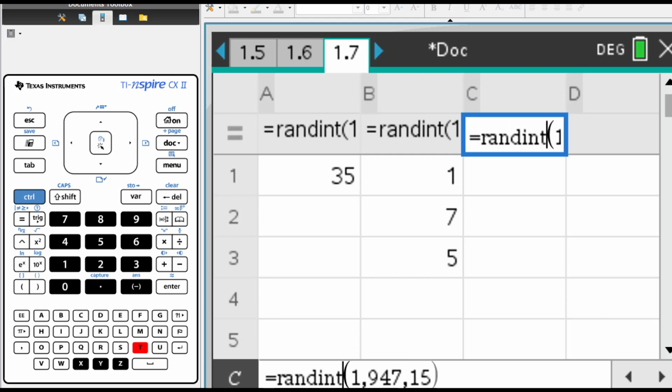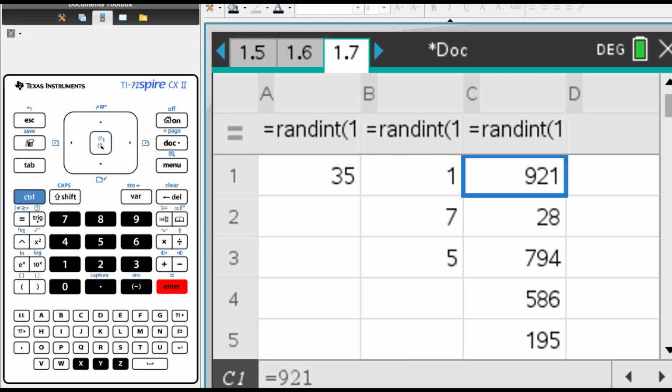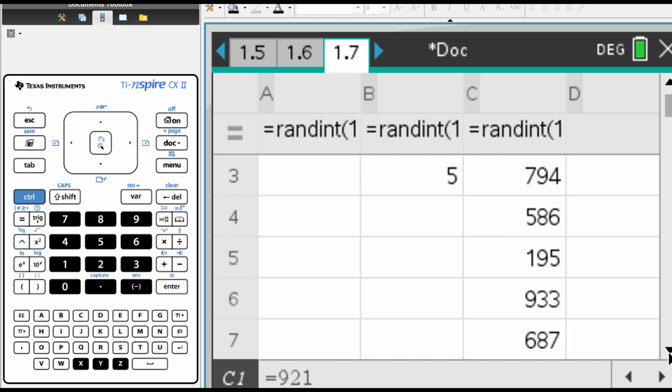There we go, RANDINT. And here are our numbers. So we would look at whatever city block was numbered 921, city block 928, 794, 586, 195, 933, and we could go down that list.